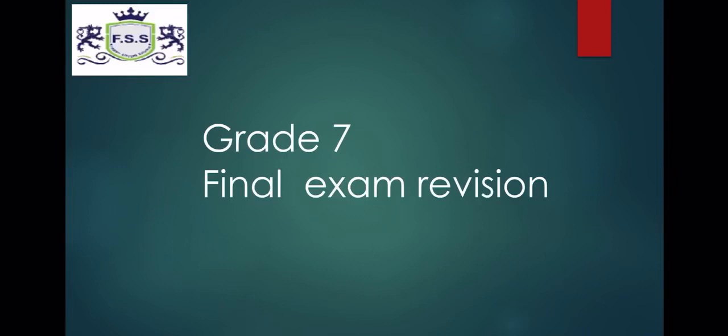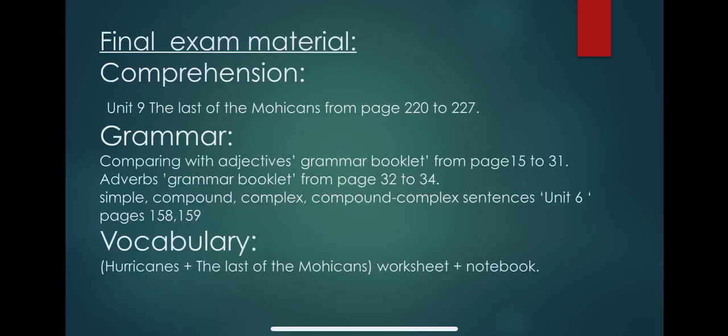This video is actually a revision for the final exam for grade 7 at Finnish Systems Schools. The final exam material, the things that are included in your final exams. In the comprehension section, you have The Last of the Mohicans. You have Unit 9, the passage The Last of the Mohicans, from pages 220 to 227.